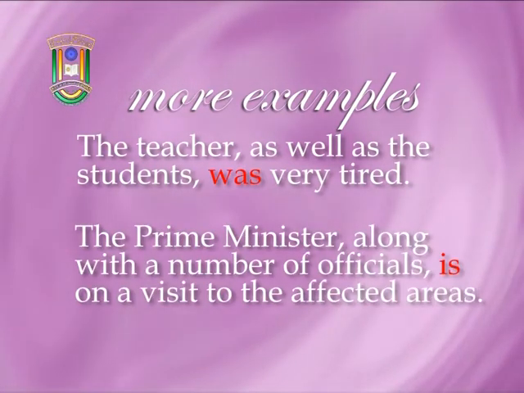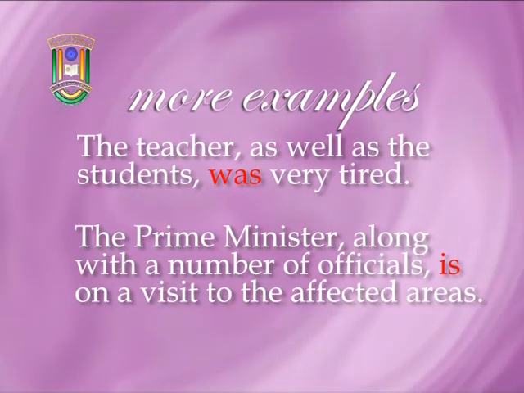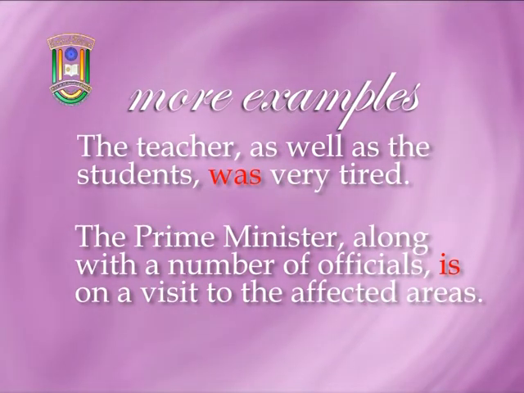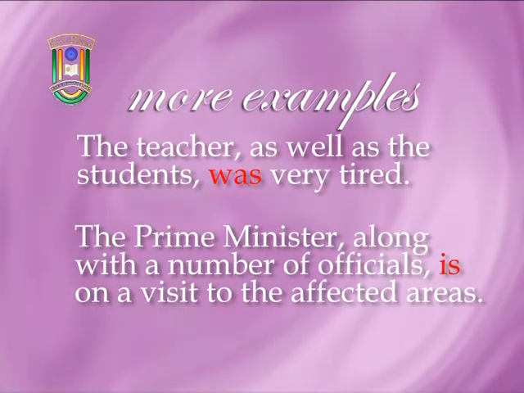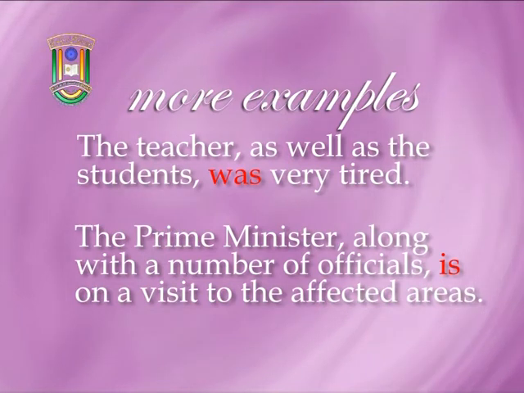Look at the second sentence. The Prime Minister, along with a number of officials, is on a visit to the affected areas. Here again, the subject closest to the verb is officials in the plural, but the verb is used in the singular. Why do you think this is the case? Look again and you will find along with the number of officials being separated by the use of commas. The main subject is the Prime Minister, which is in the singular. Now, if the subject is singular, the verb has to agree with the singular subject. Therefore, the Prime Minister is on a visit to the affected areas. It reads correctly, does it not? Yes, it does. Now, let us look at some more examples.